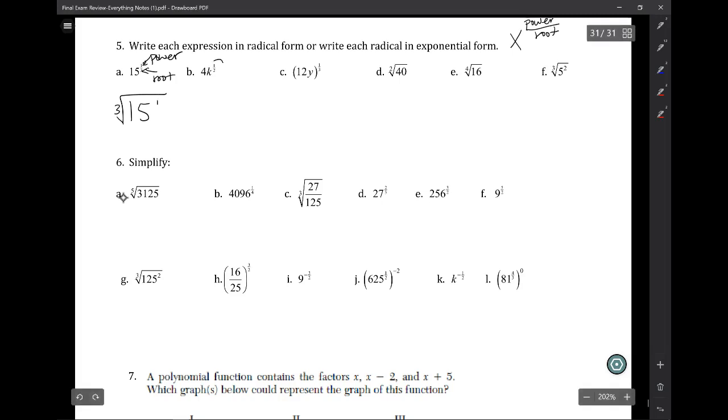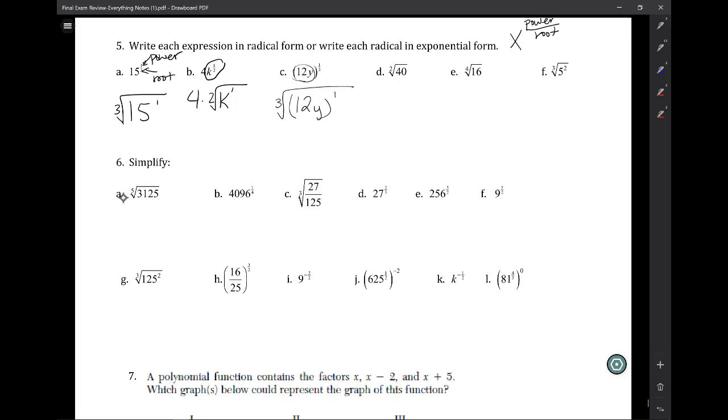In letter B, k is the only thing being raised to the 1/2 power, so k would be raised to the first power, and then the square root would go only around the k. The 4 technically is like being multiplied. It's just multiplying that result. But in letter C, all of this is being raised to the 1/3, so all of this is being raised to the first power, and I'm taking the cube root of all of it.